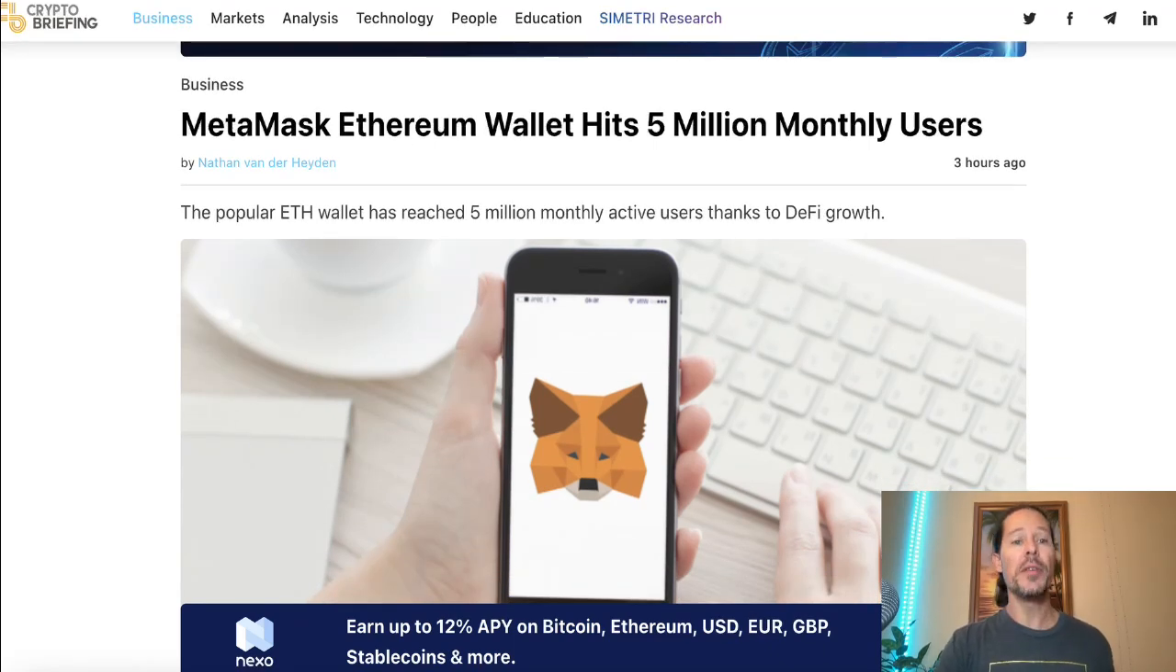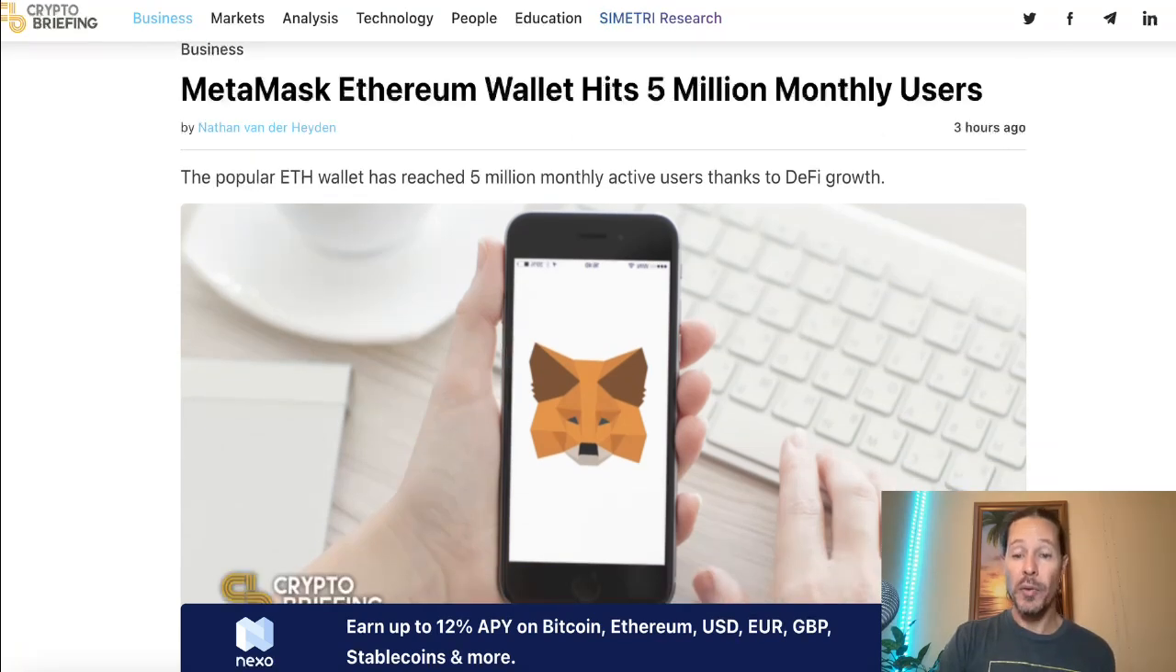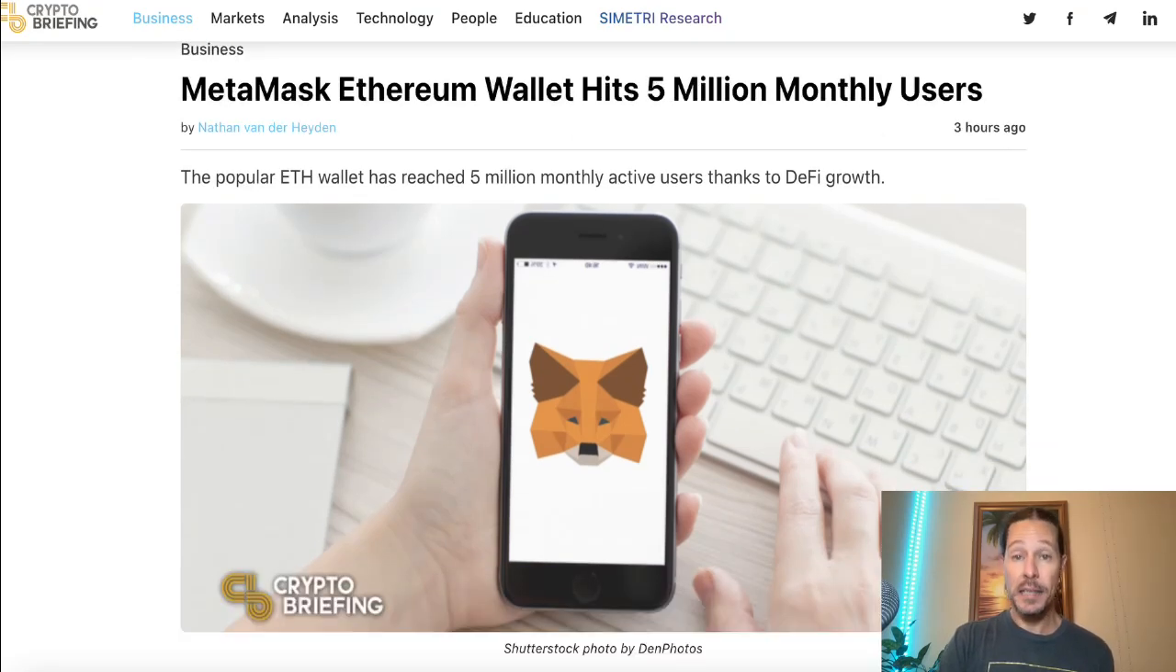And what is this huge for? People aren't using MetaMask to buy Bitcoin, right? You can do that on Coinbase. You can do that on virtually every single exchange out there, whether it's a CEX or a DEX. They all have Bitcoin. People are using MetaMask wallets to get into their Ethereum altcoins. So this is bullish news for the altcoin run that is coming.